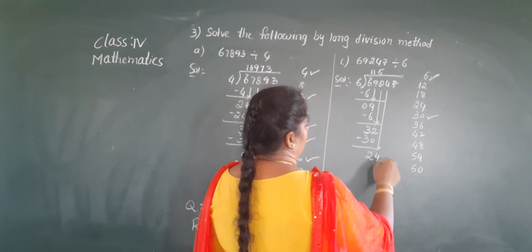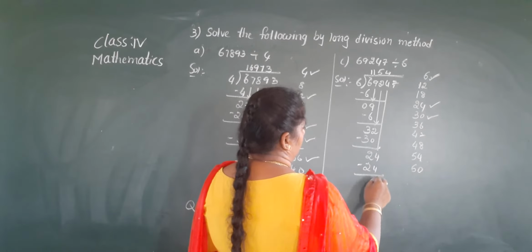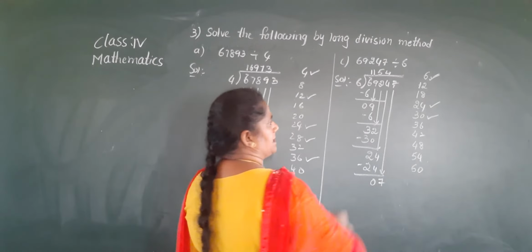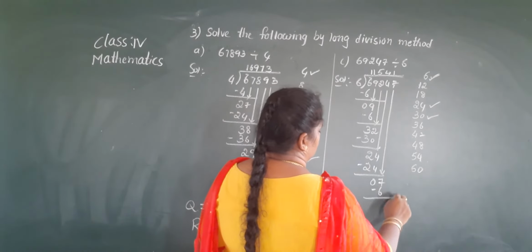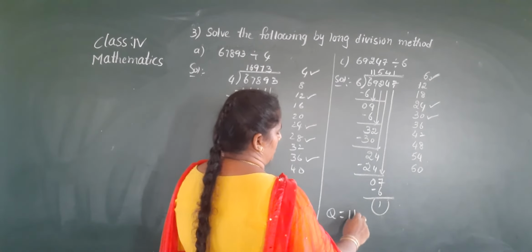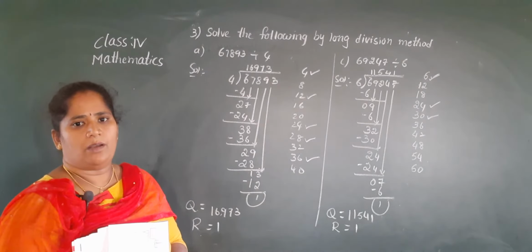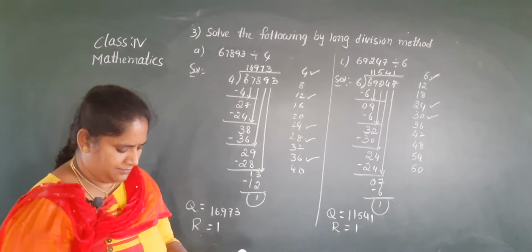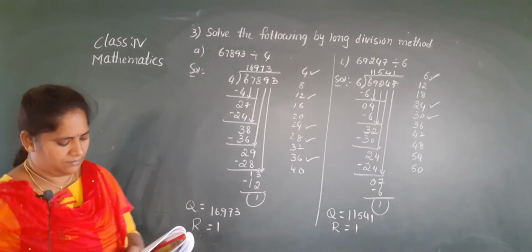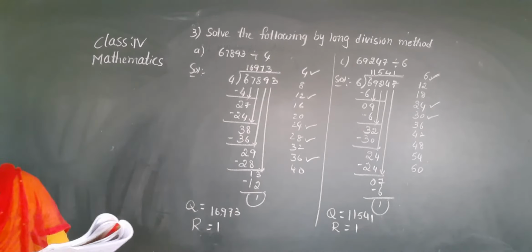Take down 4. 24. We have 6 4s are 24. 0. Now you take down the next number 7. 7, nearest number is 6. 6 1s are 6. 7 minus 6 is 1. So quotient equals 11,541. Remainder equals 1. Okay? Yes, write down. Note down next problem D.